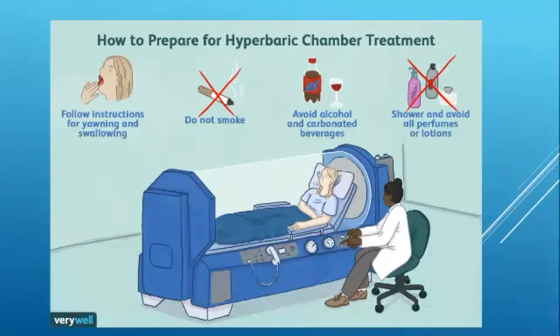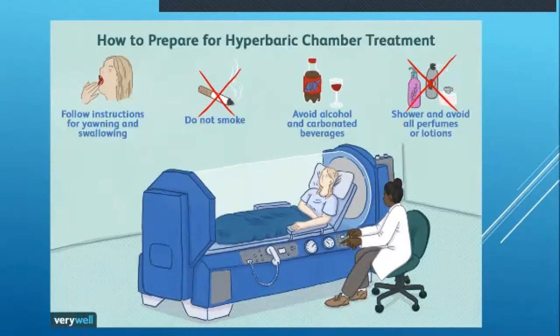And they have instructions. Don't just start yawning and popping all day long. That can damage your ears, right? They have instructions on how often you should do it, all right? So that's all. You have a patient here in what is called a monoplace chamber. You have a respiratory therapist 90% of the time who's controlling the hyperbaric therapy.